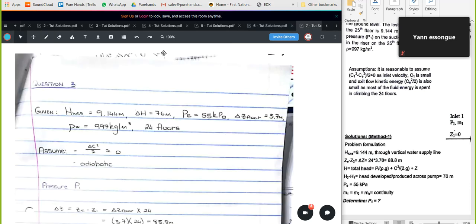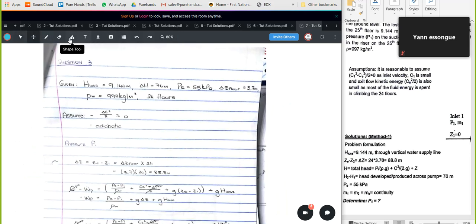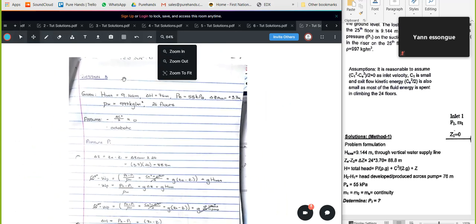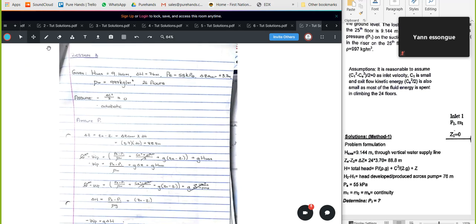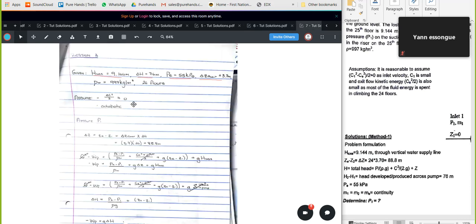So we go look at the memo. If we look at the memo, they give you H loss, the change in head, the pressure at the exit, the change per floor, right? So you need to first get the total height, because if you're drawing a boundary condition, you need to know how far the water is moving. You need to know that distance, and that's essentially the height.